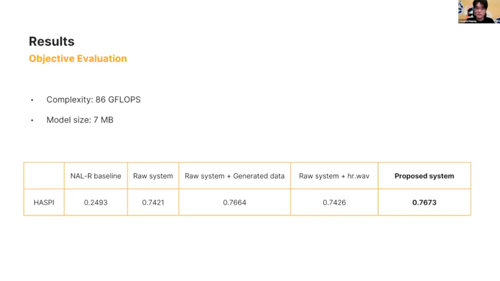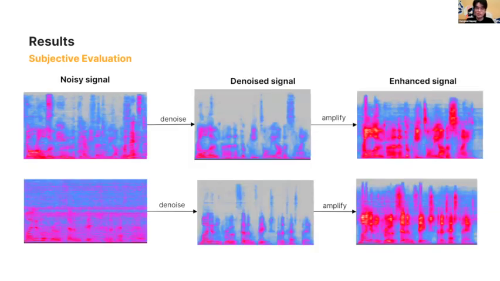Our model has 7 million trainable parameters, which requires approximately 18.6 GFLOPs. As shown in the table, our proposed system significantly outperforms the baseline system in the development set, with an average HASPI score of 0.7673. The result of the subjective evaluation has not been published, so we posted 2 demos to show our system's performance. As shown in the spectrogram, after training stage 1, the denoised signal seems to be very clean compared with the noisy signal. And our WDRC algorithm will amplify the denoised signal based on audiograms.